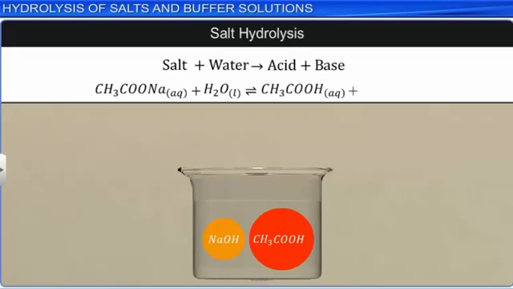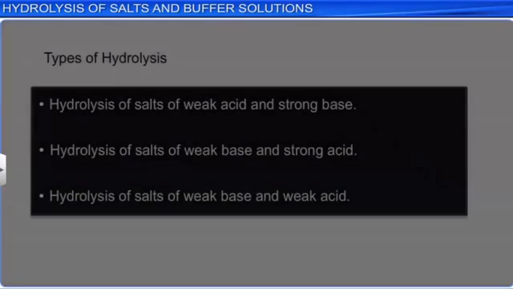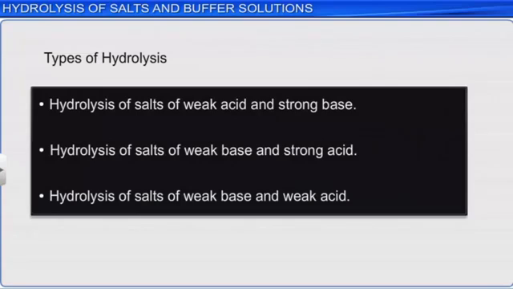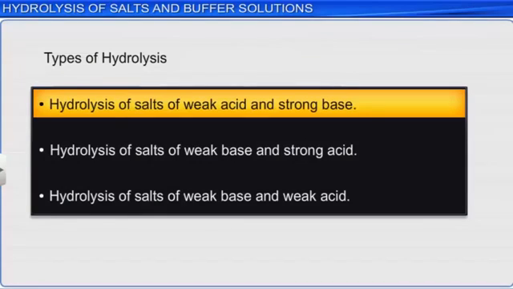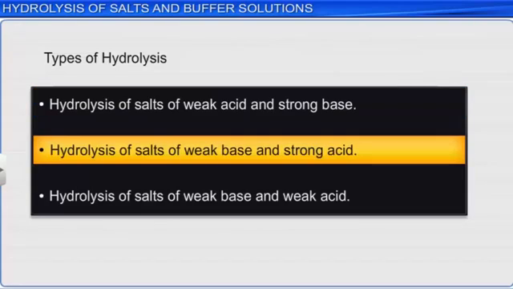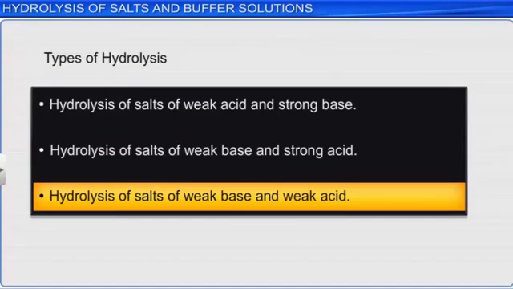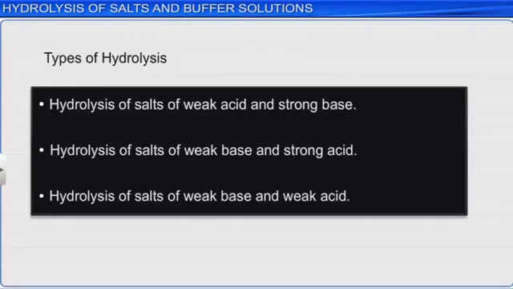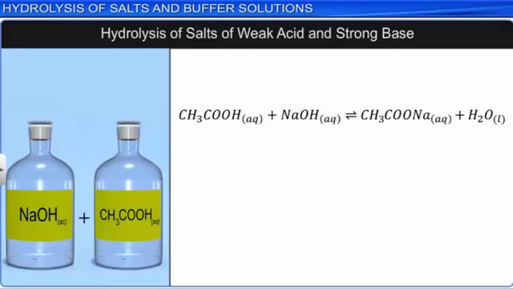There are three types of hydrolysis. Hydrolysis of salts of weak acid and strong base. Hydrolysis of salts of weak base and strong acid. Hydrolysis of salts of weak base and weak acid. Let's study each type in detail. Sodium acetate is a salt of weak acetic acid and strong sodium hydroxide base. It undergoes complete ionization in water to give acetate ions and sodium ions.